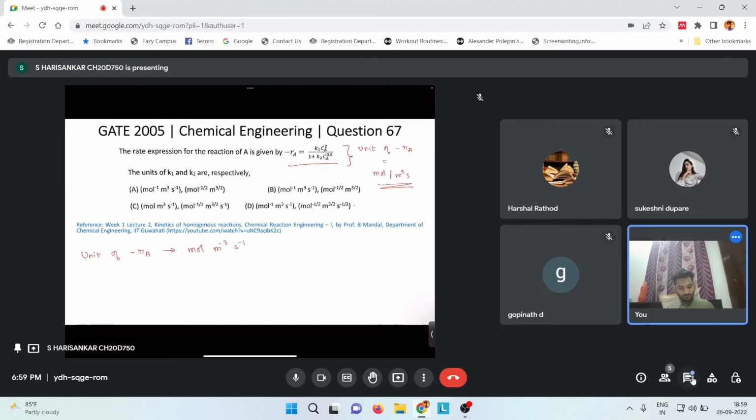Now the second thing, they have given that the rate equation is K1 Ca square by 1 plus K2 Ca raised to 0.5. Now if we look at this denominator alone, 1 plus K2 Ca raised to 0.5. This 1 is basically a constant. That means this is basically unitless. So there is no unit for this. So in order for this addition to make sense, this term K2 Ca raised to 0.5 should also be unitless.